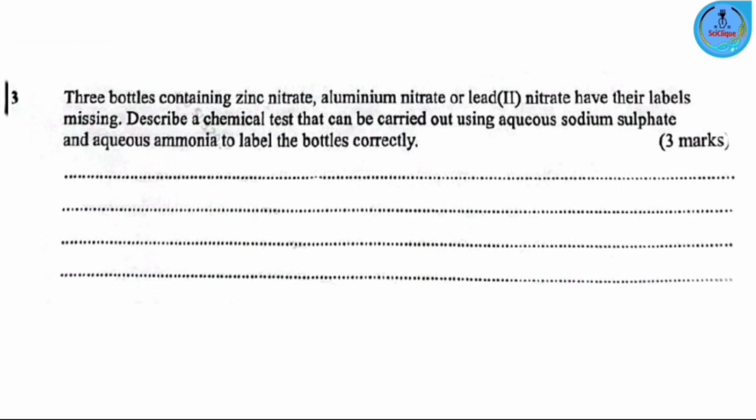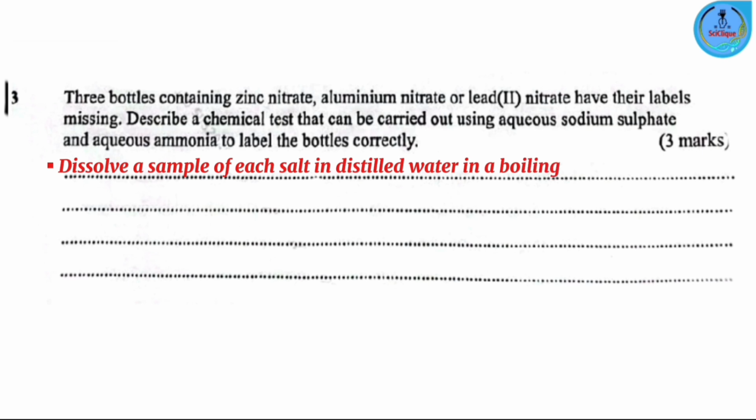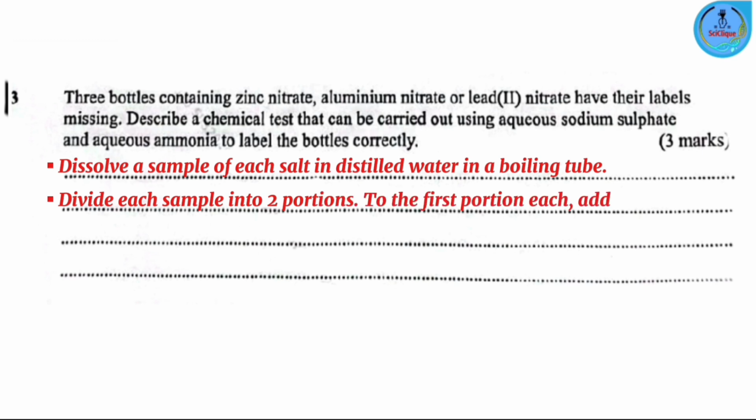Number 1, we are going to take each of these salts, right? Place a sample in a boiling tube, add distilled water and stir to dissolve, right? Now, once we have that, we are going to have 2 samples each. One sample will be for testing using aqueous ammonia. The other sample will be for testing using sodium sulfate.